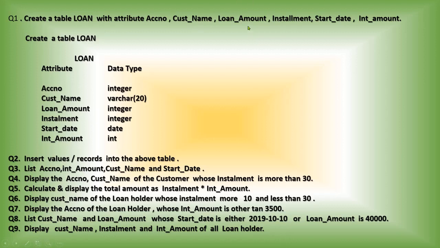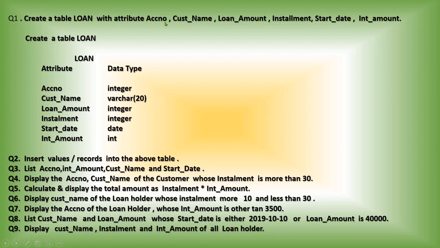And the next one is loan amount. Loan amount is normally a numeric value, so that means integer. And next is installment. That is also an integer. Next is start date. Start date means it will be date data type. And the next is int amount. That is also an integer value.